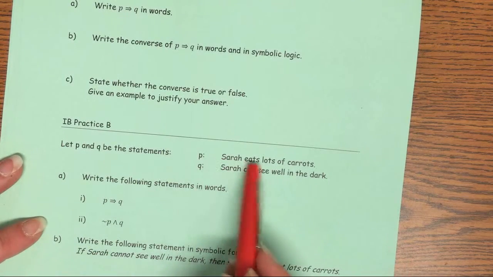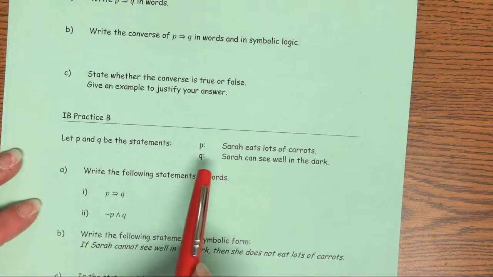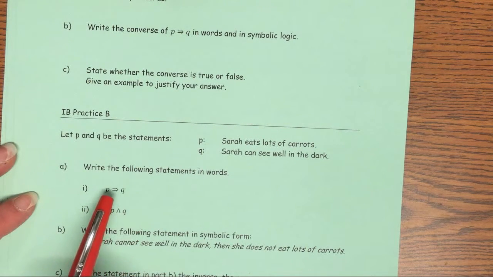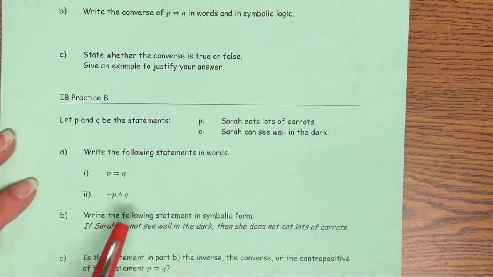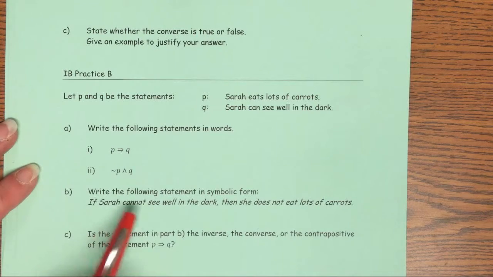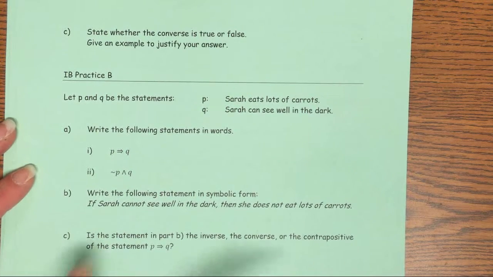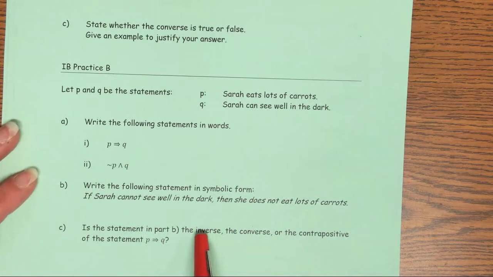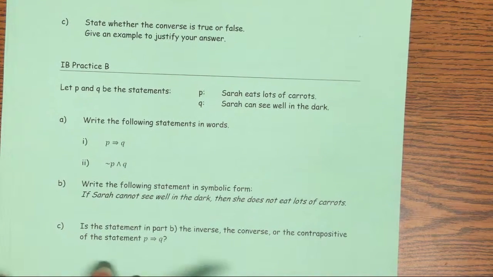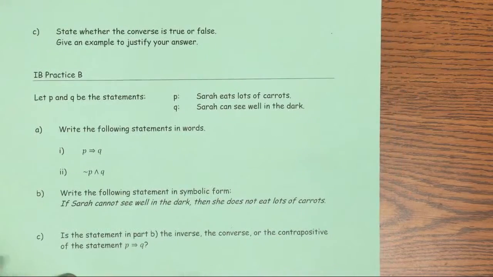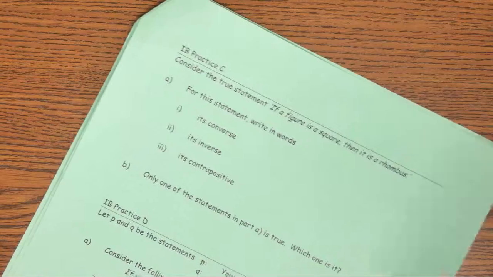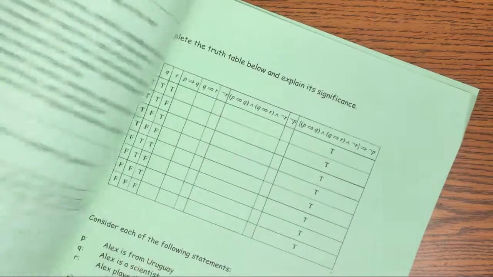On practice B, P is representing Sarah eats lots of carrots. Q is Sarah can see well in the dark. If P, then Q, not P and Q. And I think you can do part B. Remember, inverse is when we negate. Converse, we switch. Contrapositive, switch and negate.